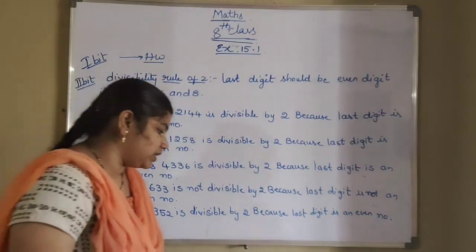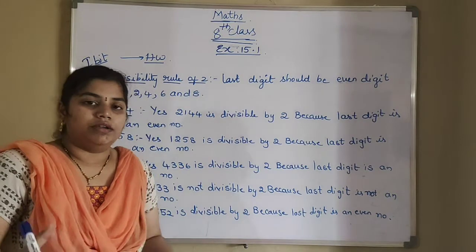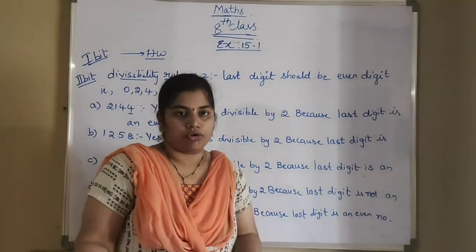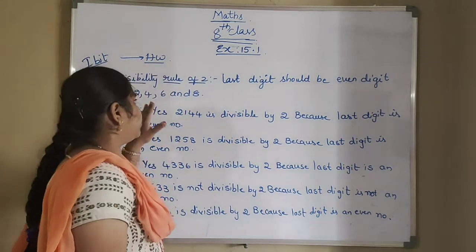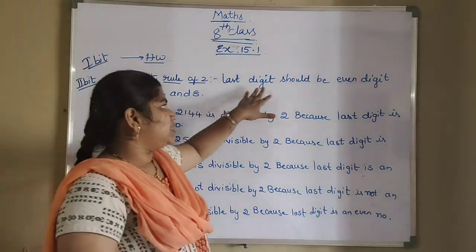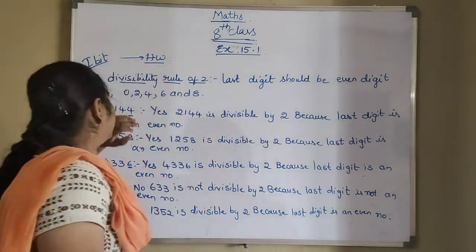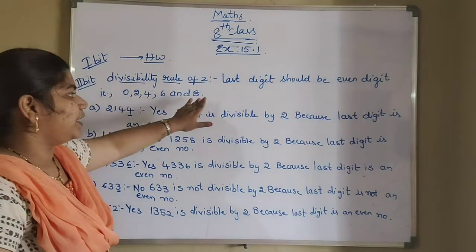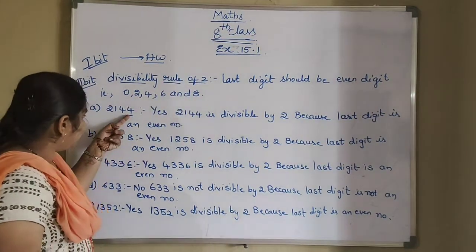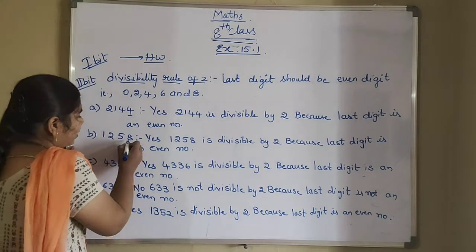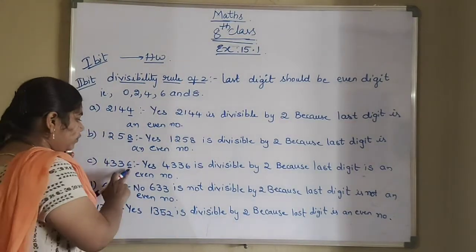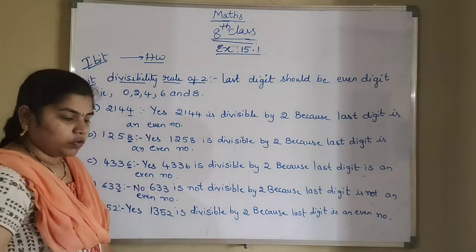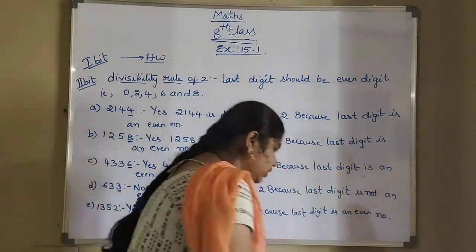Okay, so this is our second bit. So what is second bit? We have to check whether the given numbers are divisible by 2 or not. So what is the divisibility rule of 2? Last digit should be an even digit, that is 0, 2, 4, 6 and 8. So if you are seeing the last unit digit as an even number, that means it will be divisible. If it is an odd number, it will not be divisible. Okay, so next is third bit.